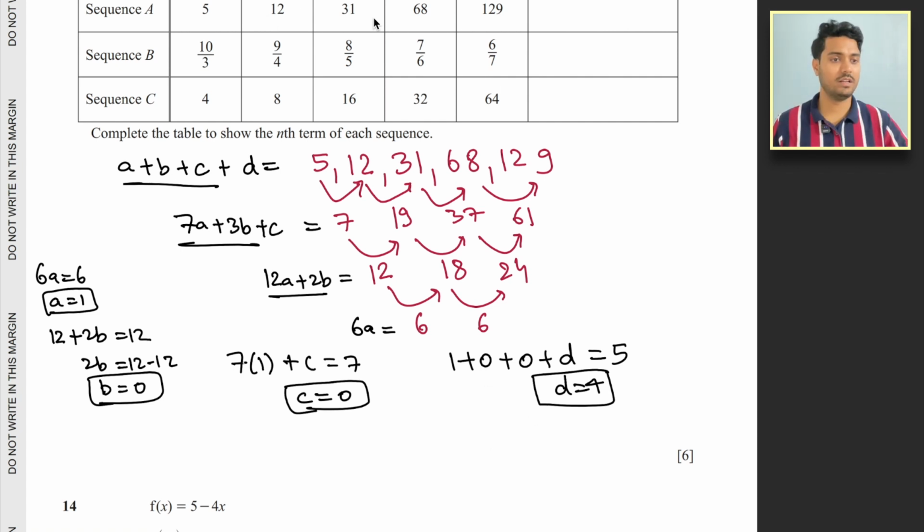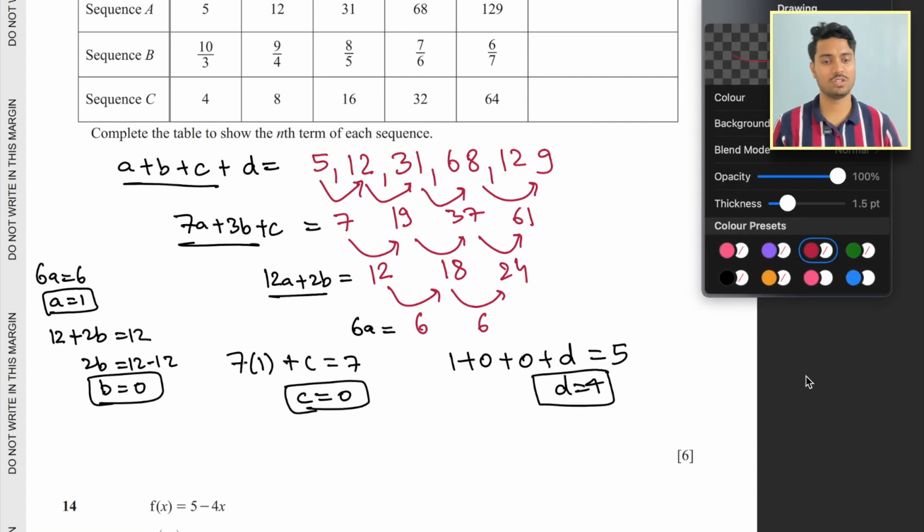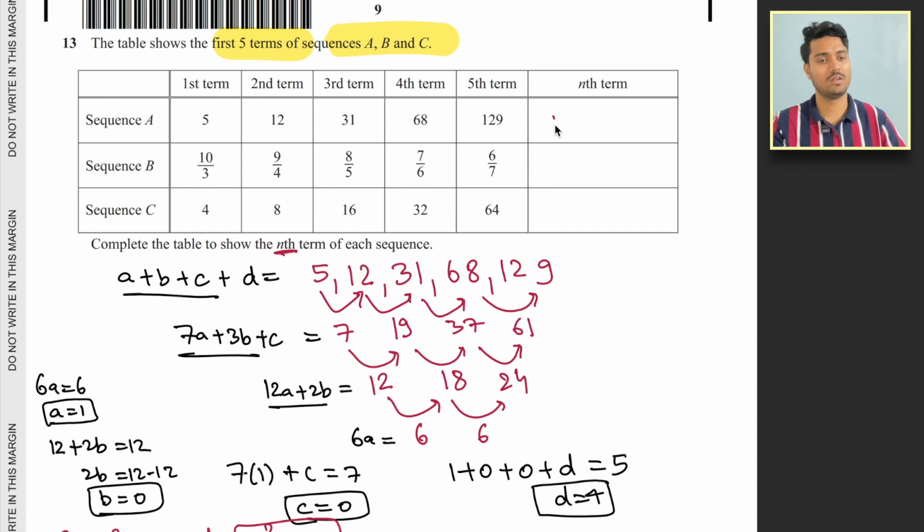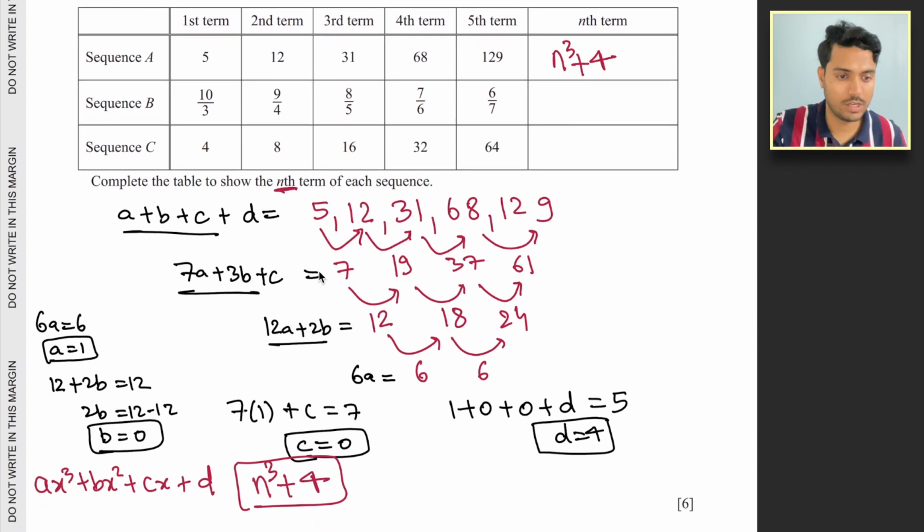So now we can finally write our expression. The general form of a cubic expression is ax cubed plus bx squared plus cx plus d. Hence the expression will be, a is 1. They asked for the nth term, so we'll write n cubed plus 4. That's the answer for the first one, n cubed plus 4. Let's check the other one.